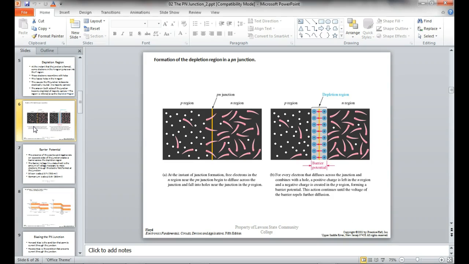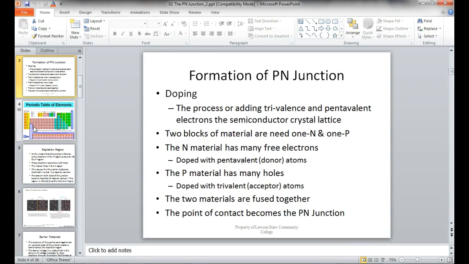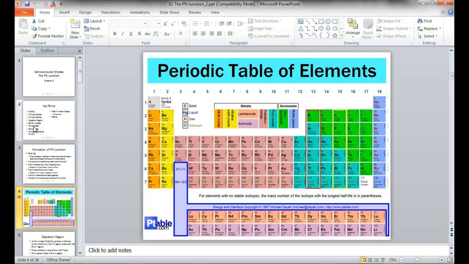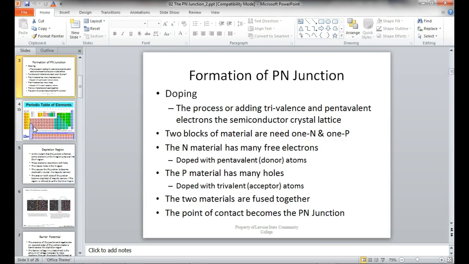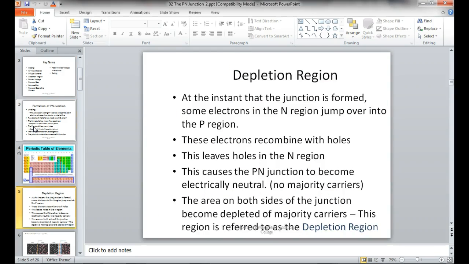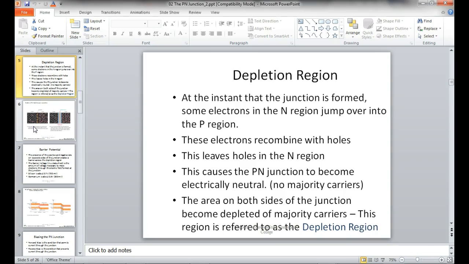And as soon as we fuse them, what we do is we dope these things with either pentavalent, and I gave y'all some pentavalent material, right?